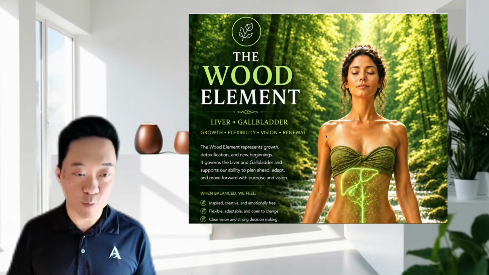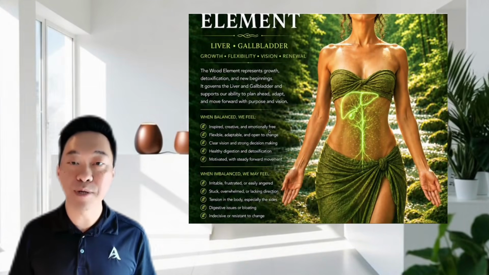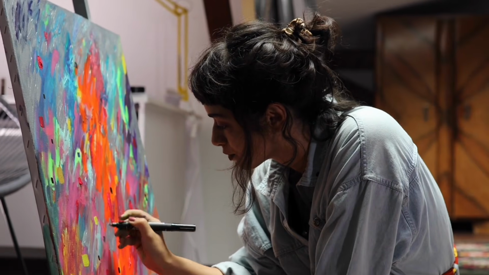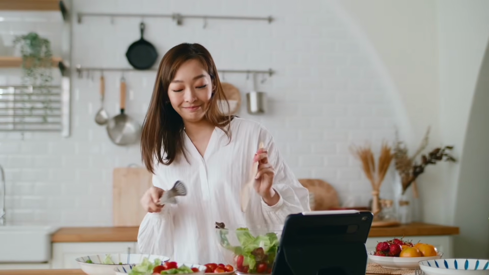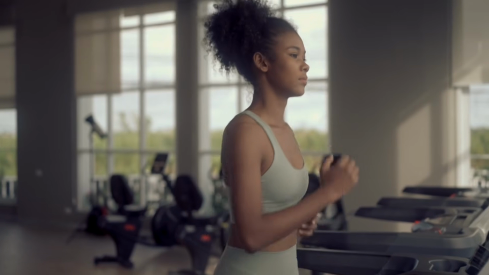We're talking about the wood element today. The wood element relates to your liver and gallbladder. So what happens when your wood element is balanced? What will you feel? Well, you'll feel inspired, creative, emotionally free. You'll have clear vision, strong decision making, healthy digestion, and detoxification. You'll be motivated and have steady forward movement.